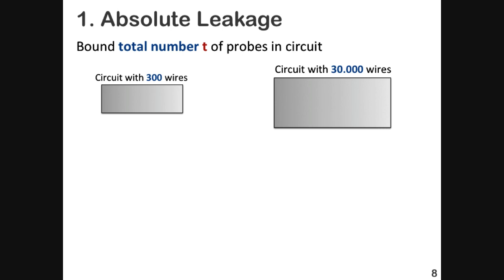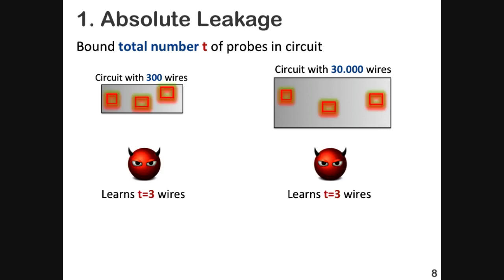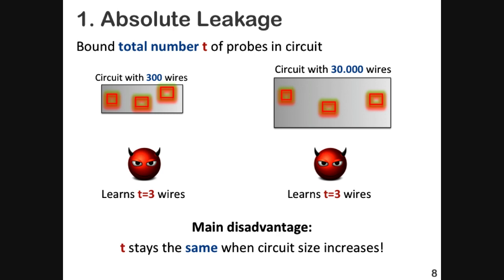You can see the following example. We have a small circuit with 300 wires and a big circuit with 30,000 wires, but the t stays in both cases the same. So even though the circuit is now much larger, the adversary can only learn three intermediate values. The main disadvantage of this approach is that the t stays the same even as the circuit gets larger and larger. This is in particular a problem for these compilers, because usually they first blow up the circuit by a large factor, by a security parameter or a polynomial in the security parameter. The protected circuit becomes larger.